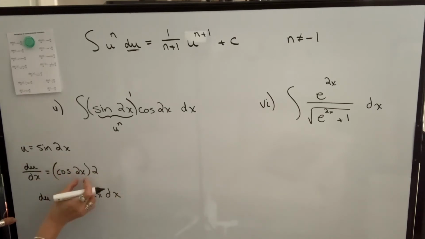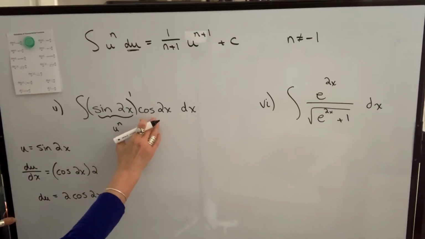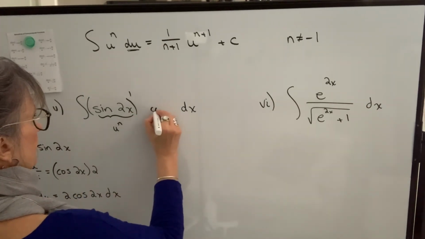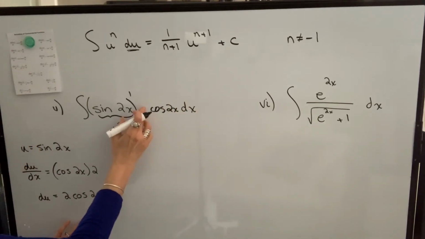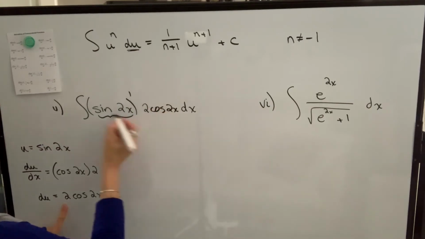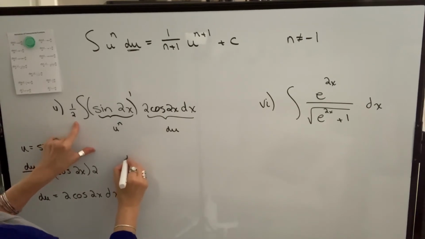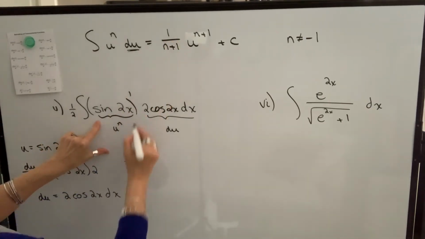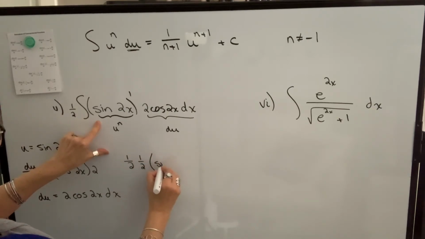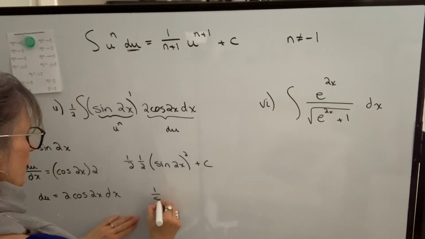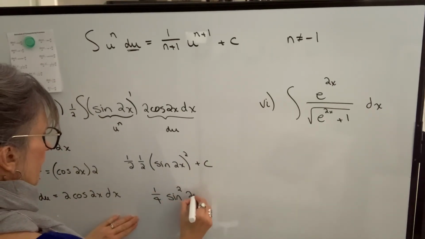I like putting that 2 out front so that you're not tempted to multiply 2x times 2, and also so then we can get rid of the brackets. So do I have the du factor exact? Almost. We have the function part, but we're missing this coefficient, so I'm going to introduce a 2. I'm also going to divide by 2. Now that I have the du factor exact, I can integrate this. So it'll be 1/2 times 1 over n plus 1, which is another 1/2, times the sine of 2x to the power of 2 plus c. And I would clean that up and write it as 1/4 sine squared of 2x plus c.